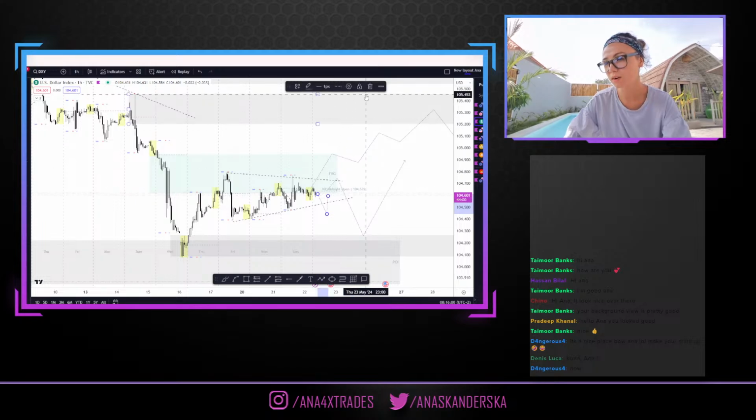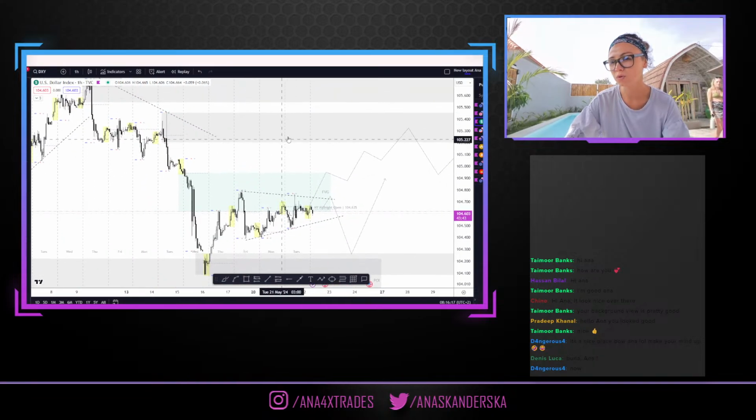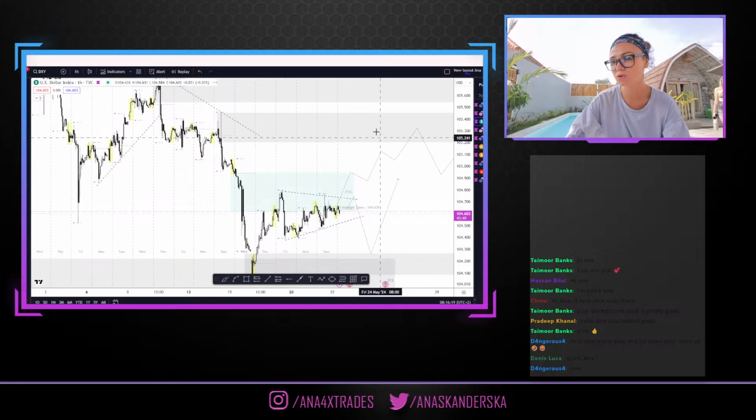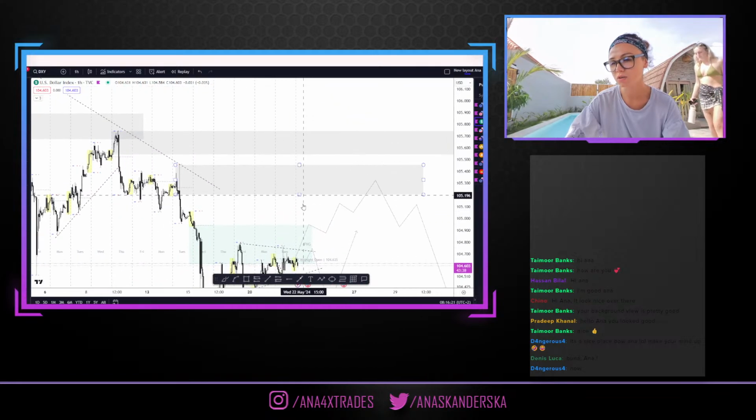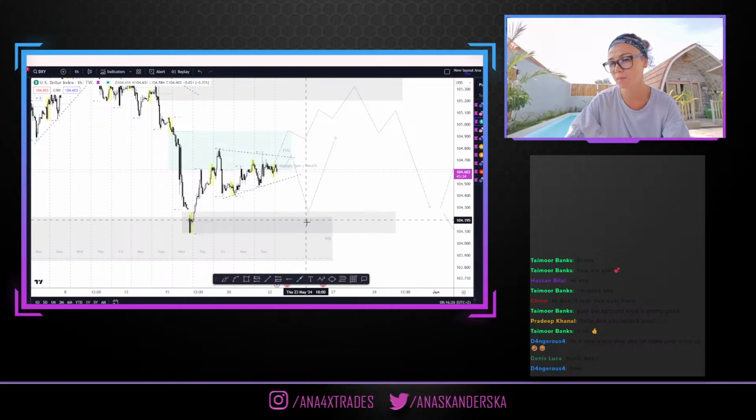Or it might first go on the opposite side, liquidate buy side. But if it goes on the opposite side, I would not just like to look for sells from here. Why? Because we are still in discount and we have curved liquidity sitting here. So the only point of interest from which I would like to sell is this one here or this one here. As long as we're below this zone, I'm gonna be looking for long positions.